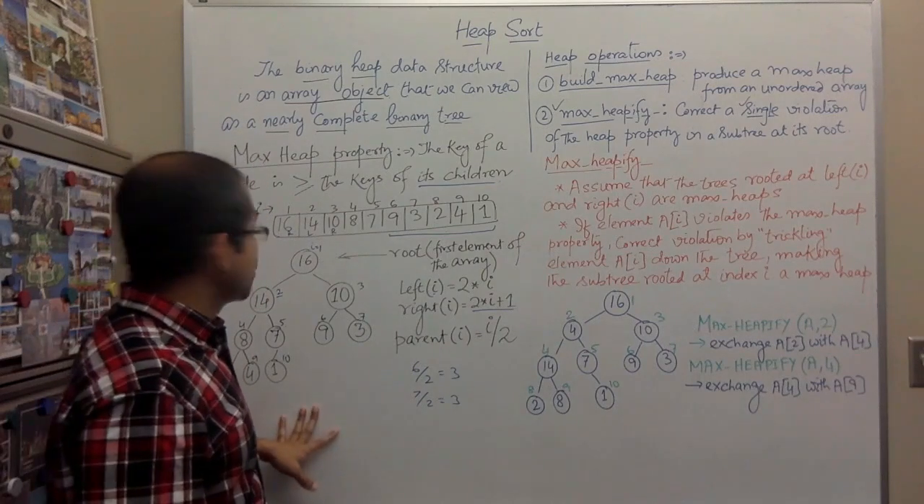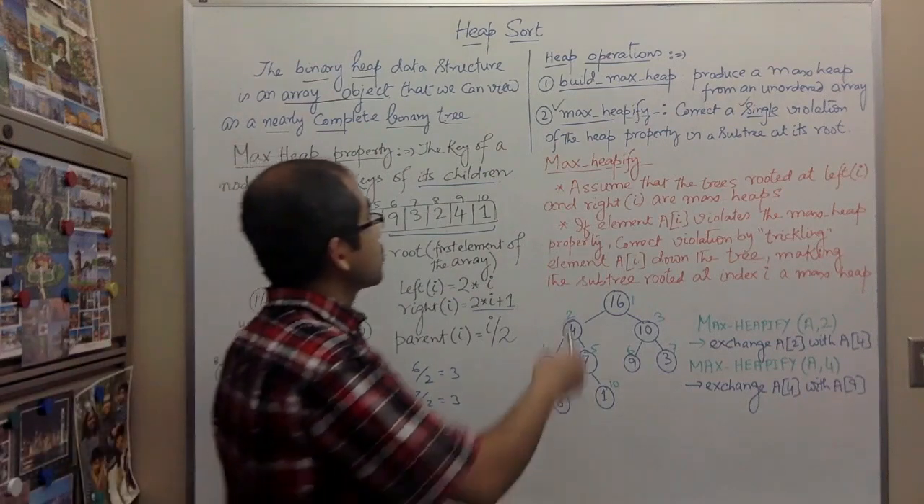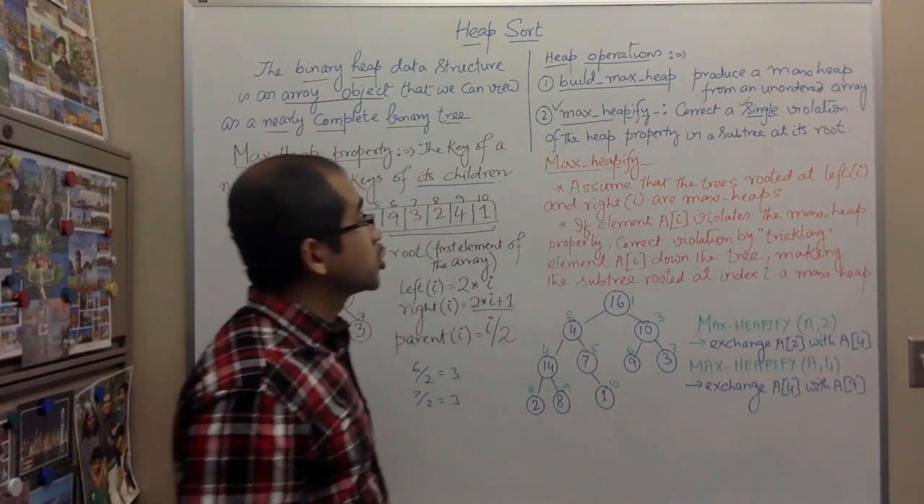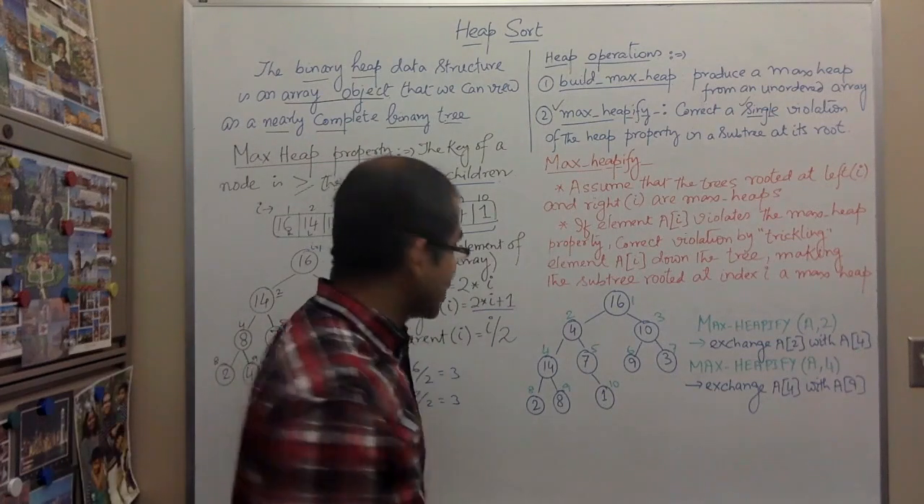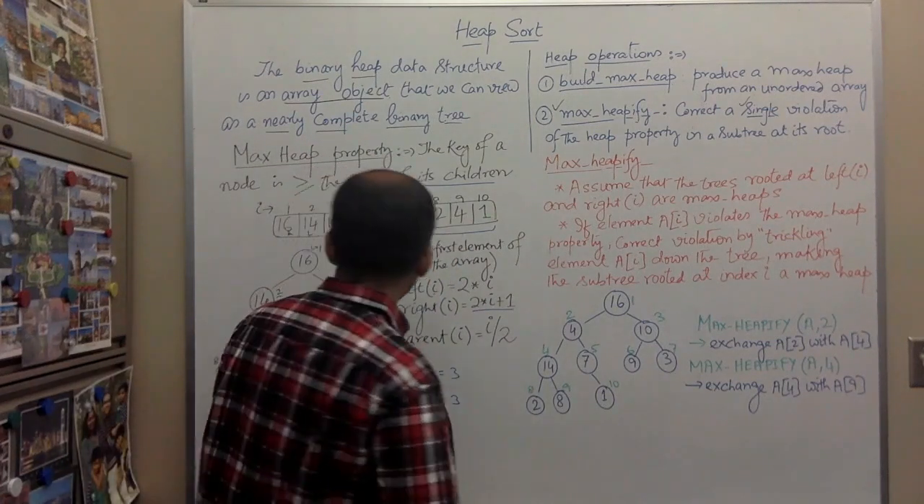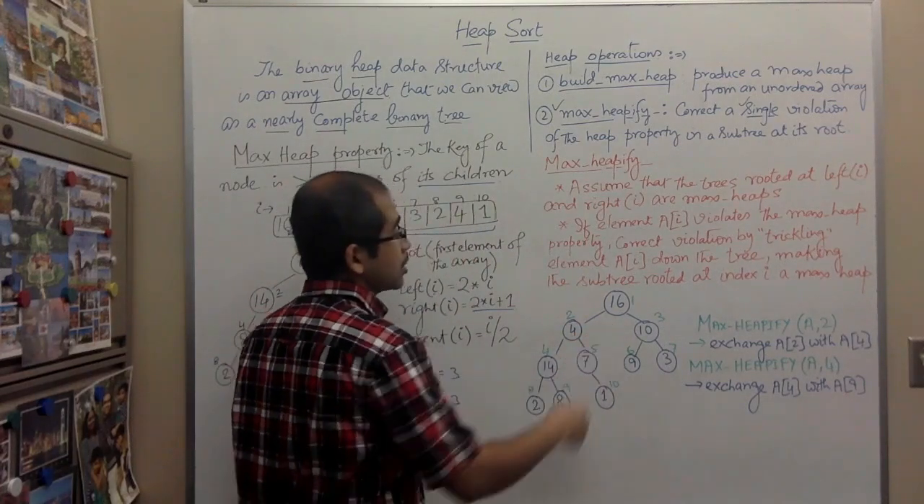So let's see what max heapify does. Max heapify assumes that the trees rooted at left(i) and right(i) are max heaps. Suppose this is the heap. First, the root is 16, which is more than its children.